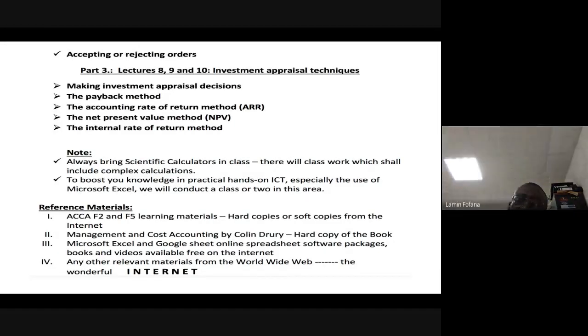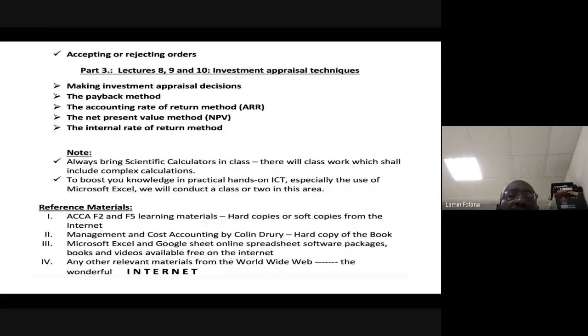You have to look at some factors before you can accept or reject an order. So the last but not the least part is investment appraisal. It's commonly called investment appraisal or accounting for long-term decisions. And as we all agree, long-term decisions are decisions that relate to periods that are more than 1 year.